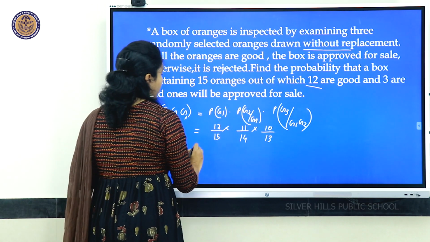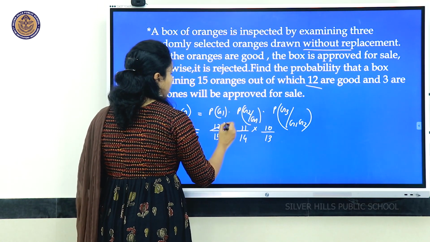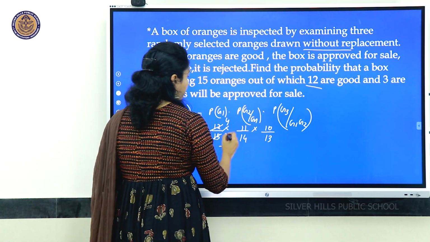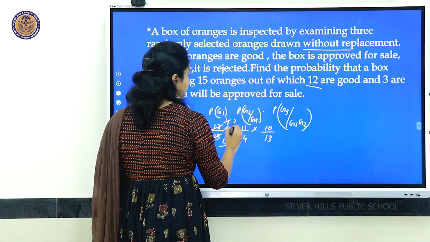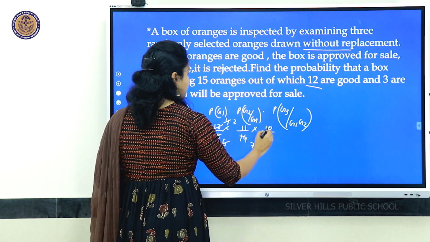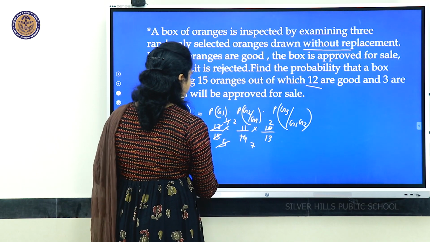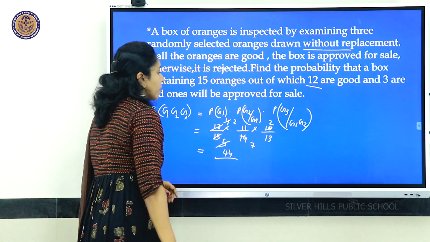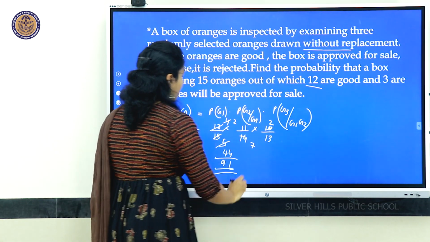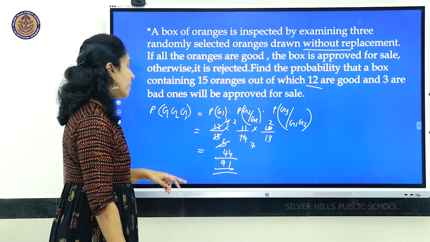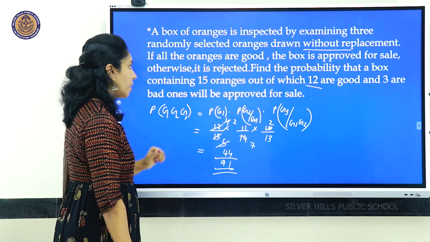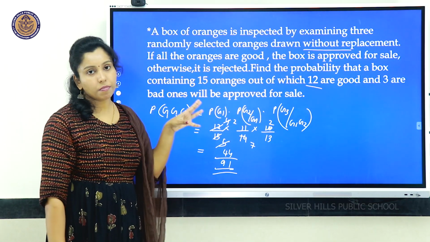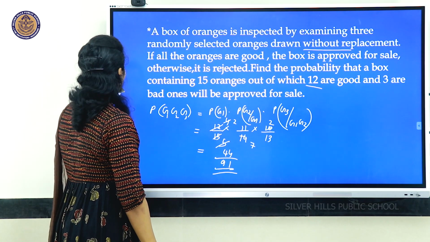So, when you cancel, what will you get? That is equal to 2 into 2, 4. 44 comes in the numerator, so you get 91. So, your answer is 44 divided by 91. Okay. So, this is a simple application of the multiplication theorem on probability.